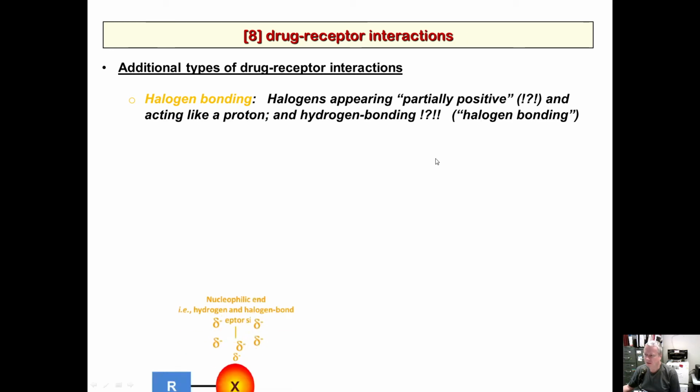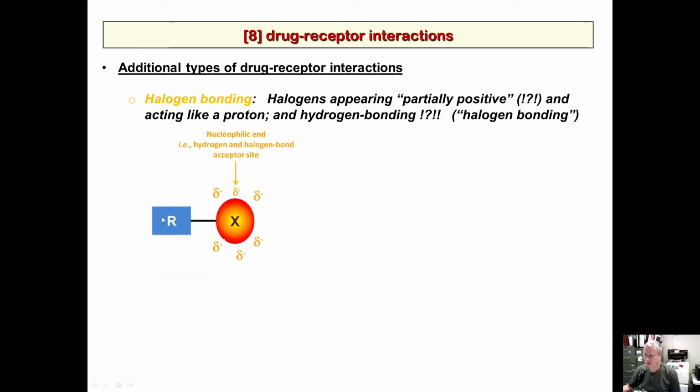All right. So if we think about a normal carbon-based molecule and a halogen, you usually think of a bunch of delta negative all around the halogen, right? And that contributes to reactivity like SN2 reactions, where a nucleophile can attack the back and kick off the leaving group.